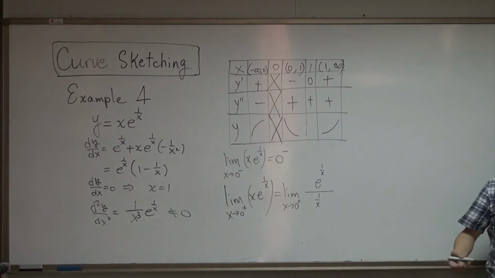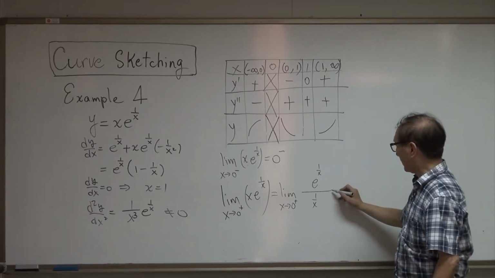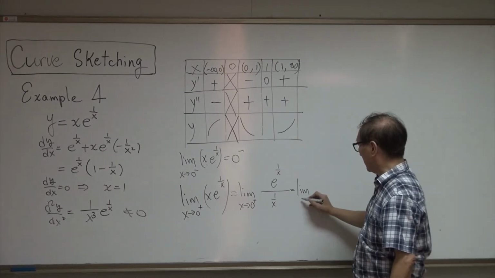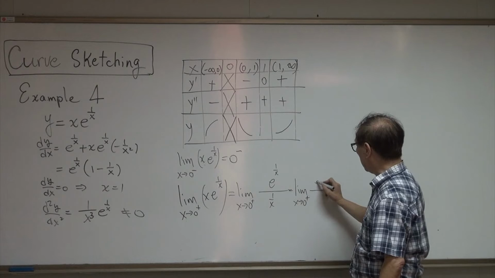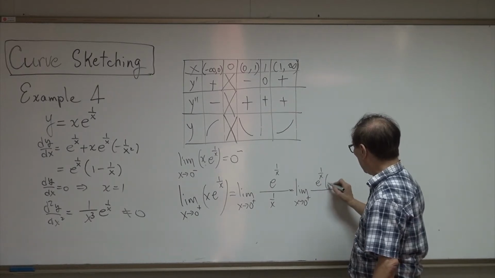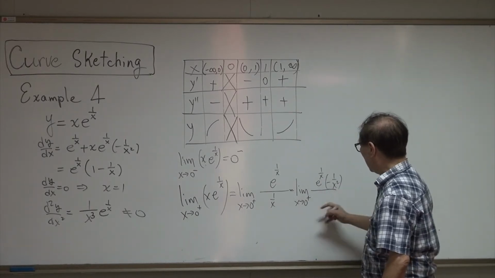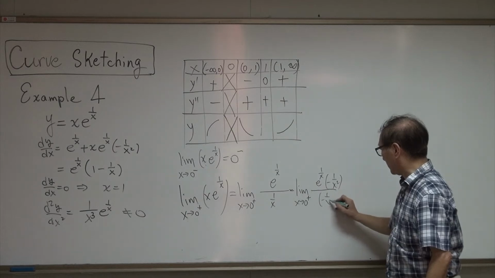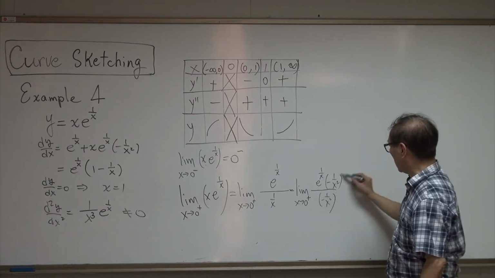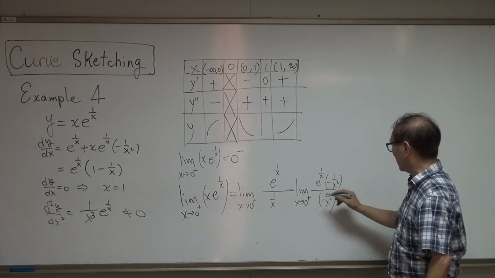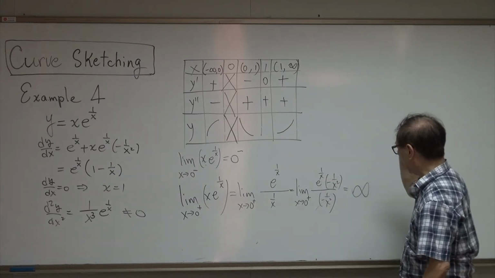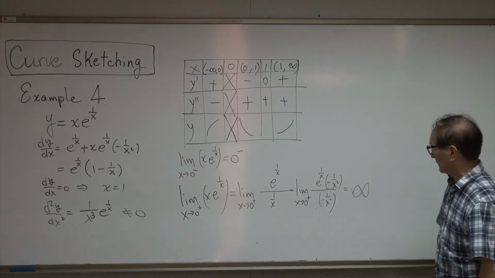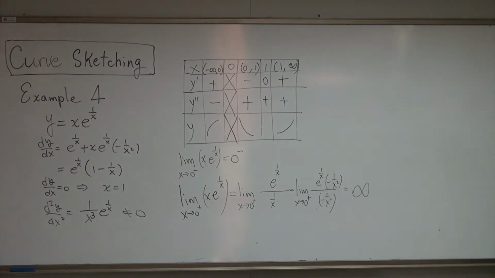By using L'Hopital's rule, we can have the limit as x goes to 0 by taking the derivative of both sides. This is e^(1/x) times minus 1 over x squared, and the denominator is minus 1 over x squared. So you can cancel these two. So this will be what? Infinity, right? Infinity, because 1 over 0 is a very big positive number.